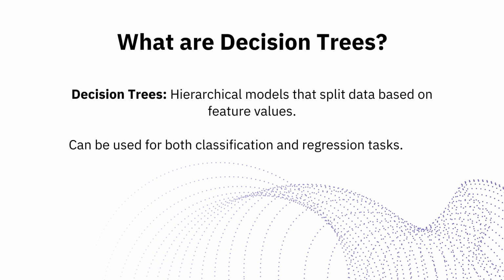A decision tree is a flowchart-like structure where data is split at each node based on the values of its features. Each internal node represents a feature, each branch represents a decision, and each leaf node represents the final outcome, which could be a class label in classification or a numerical value in regression.